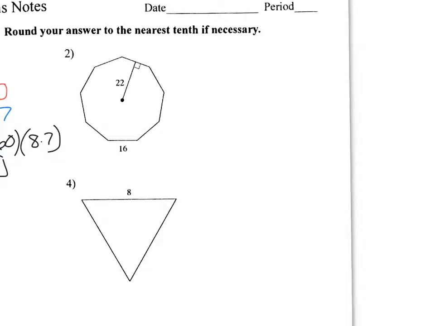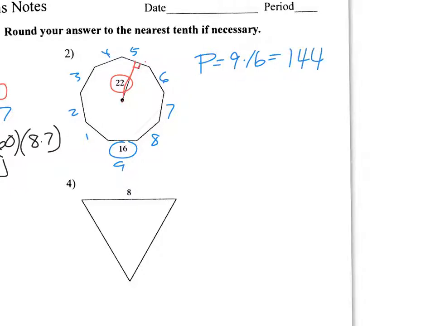All right, this is the apothem again because it's perpendicular to the side. Okay, so always make sure it goes to the side. Perimeter, that's 16. Well, we've got 1, 2, 3, 4, 5, 6, 7, 8, 9 sides to this figure. So perimeter would be 9 times 16, which is 144. So perimeter is 144.